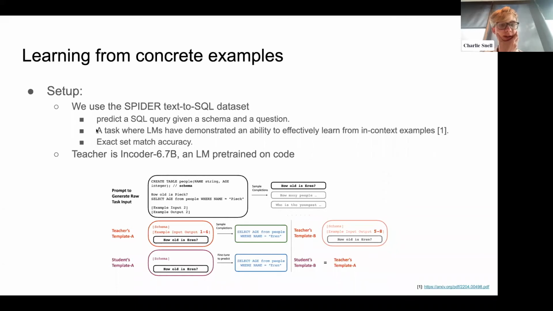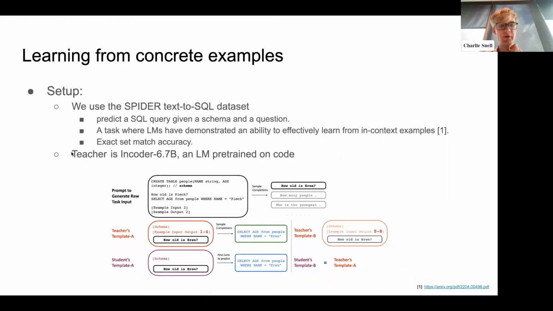This is a task which prior work has demonstrated that language models are pretty good at. They're actually able to learn something from the in-context examples on this task, so this was a good setting to test this in. And we measured the exact match accuracy, which basically determines whether the model generates the ground truth SQL query. There are other metrics, but it's a straightforward evaluation metric.